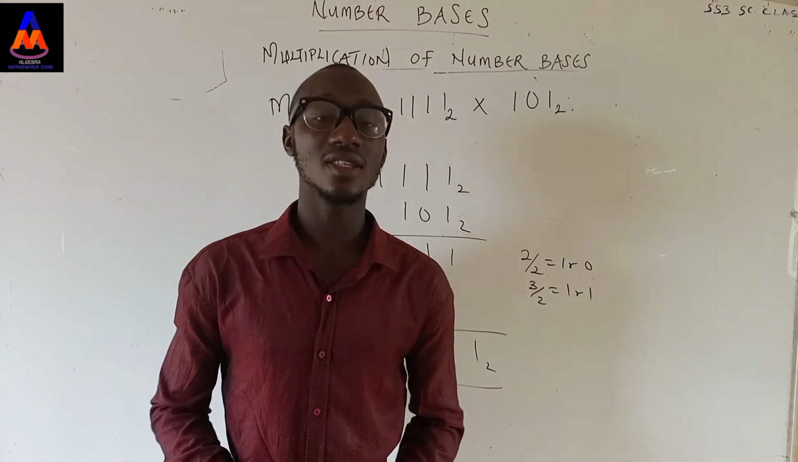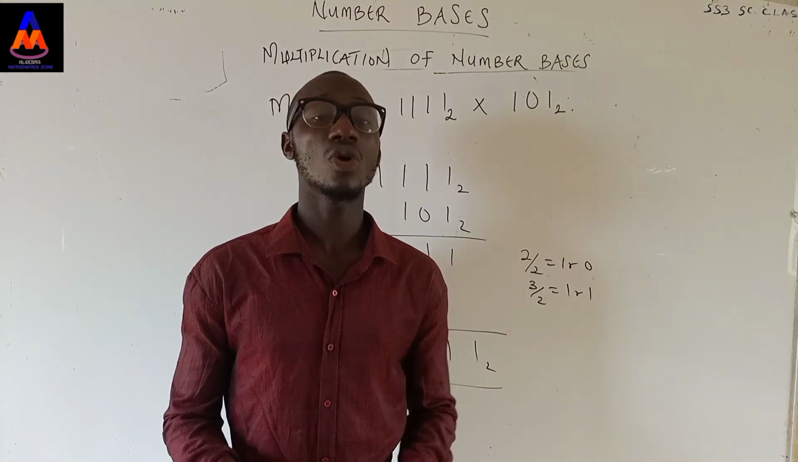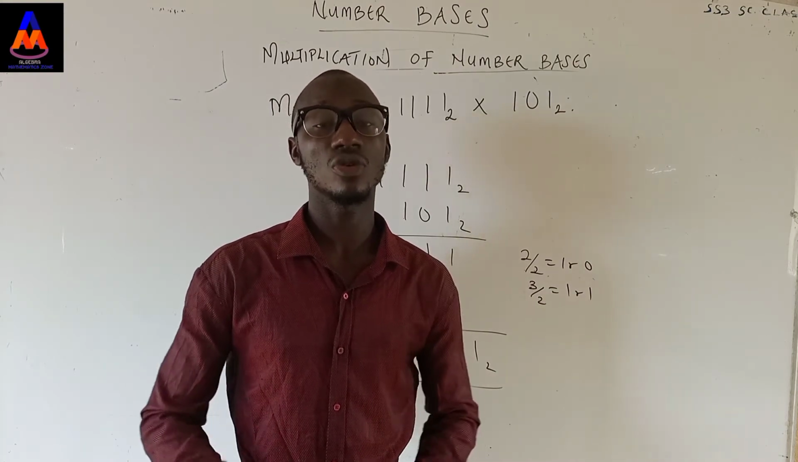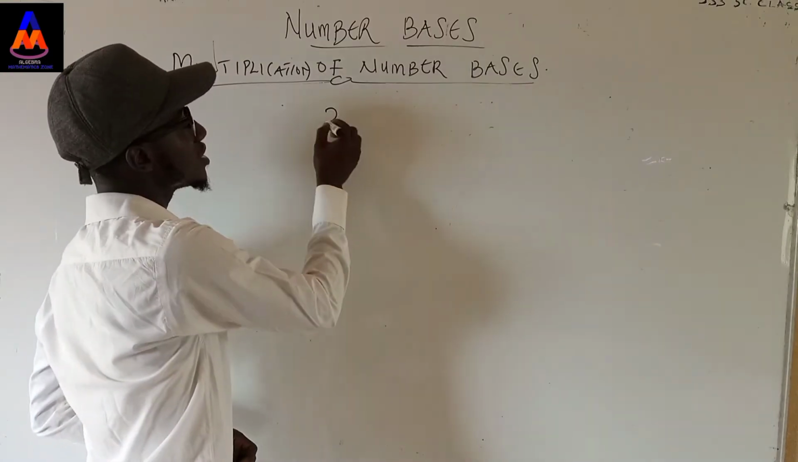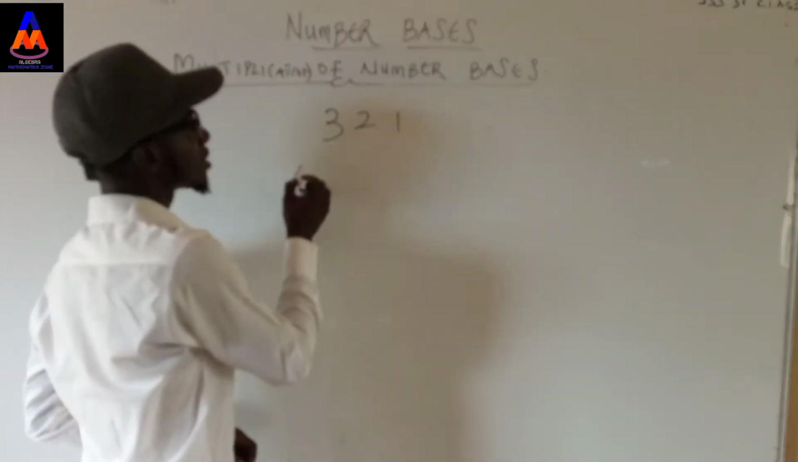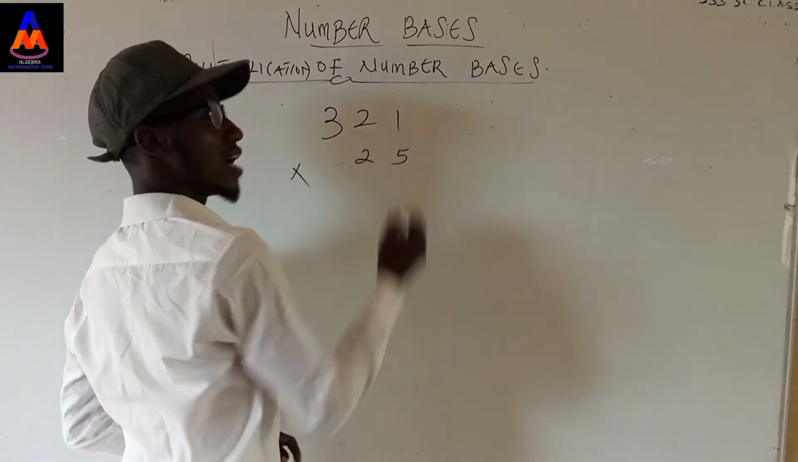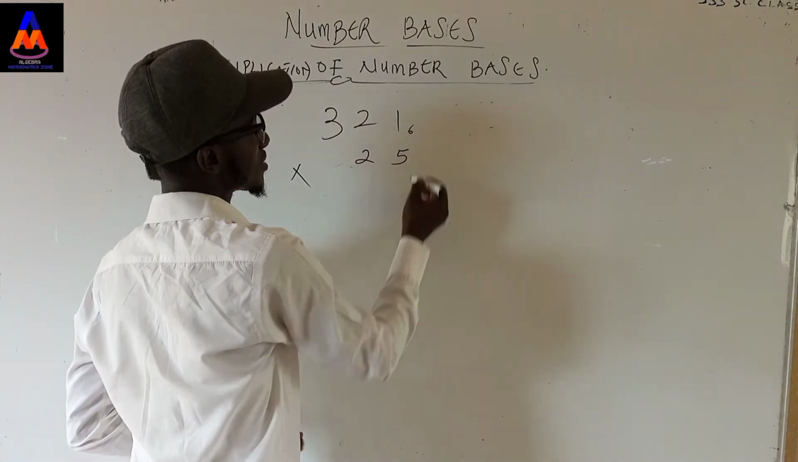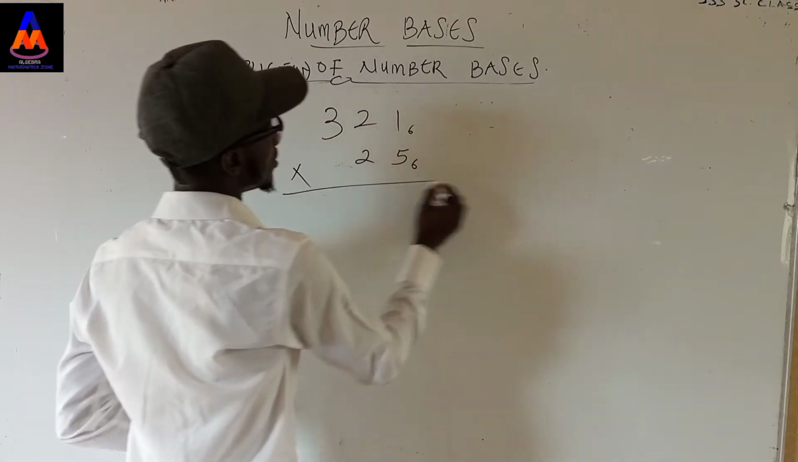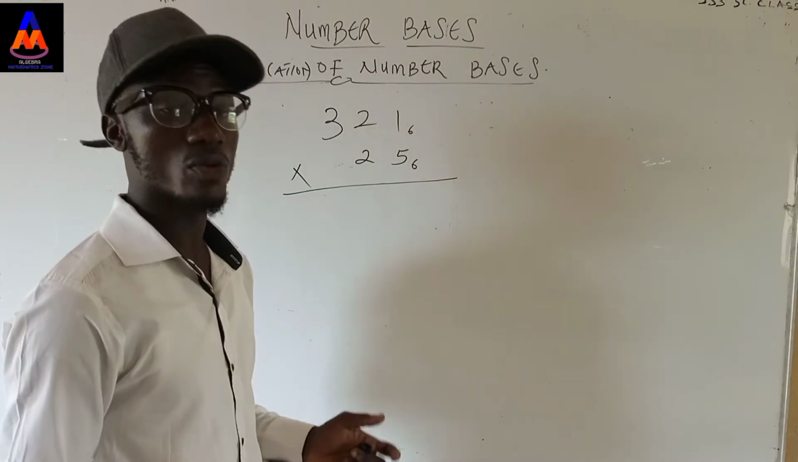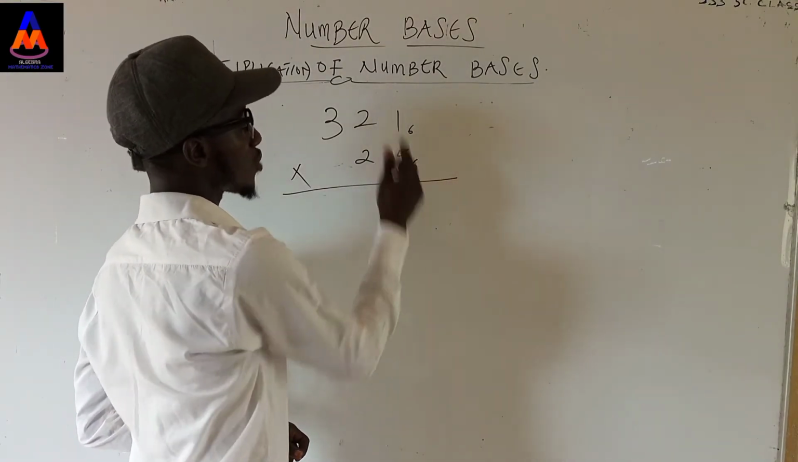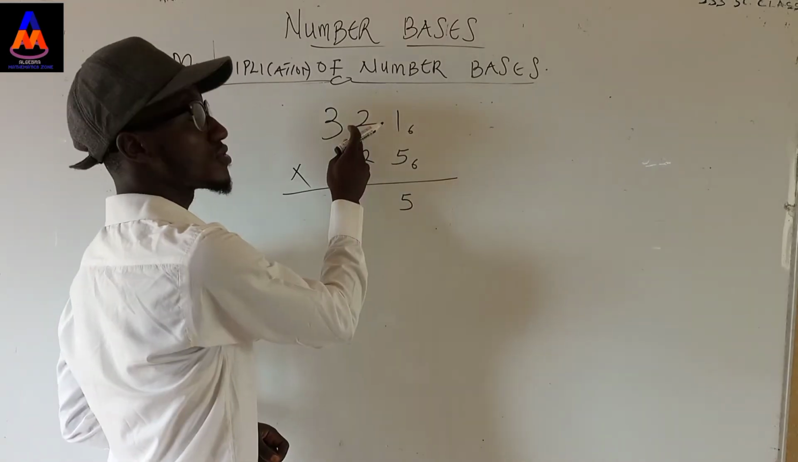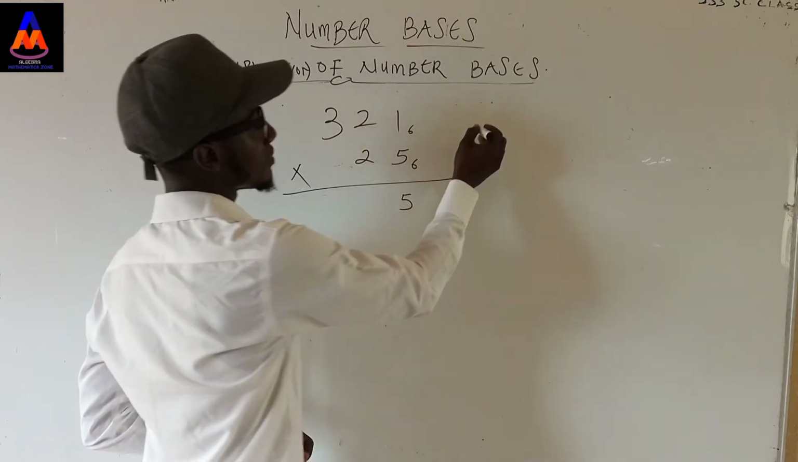We're going to give one last example, and with that, we will call it a day as far as multiplication of number systems is concerned. An example, a question to represent that: 321 times 25, and let's assume that they are in base 6. The multiplication is still the normal way we are used to. So we go from behind. 5 times 1 is 5. We shift to this. 5 times 2 is 10.